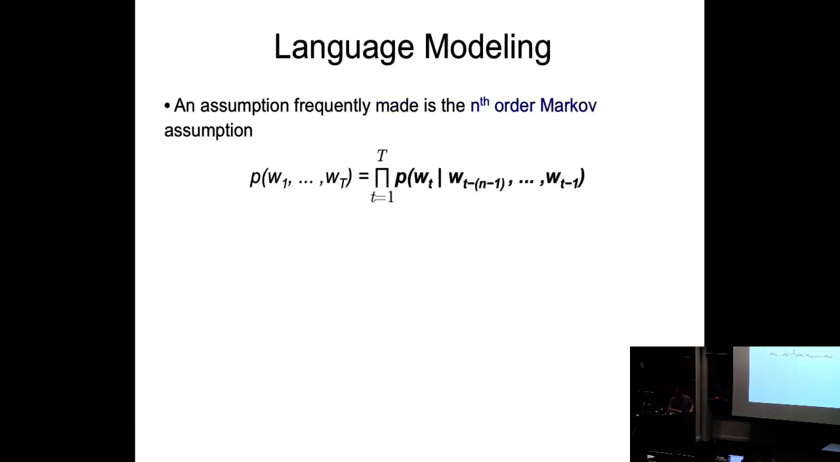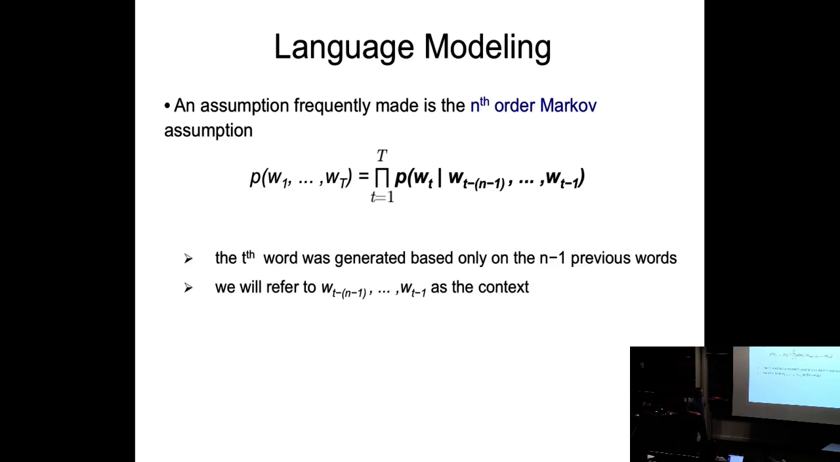So let's look at how we train this thing. An assumption that's frequently made is the nth order Markov assumption, right? So you're basically breaking down the problem into a sequence of conditional probability estimations, where you're looking at the conditional probability of predicting the next word given the n minus one previous words as context. So typically the context would be of size 5 or 6. So given 6 previous words, you're trying to predict the probability of the next word, right?